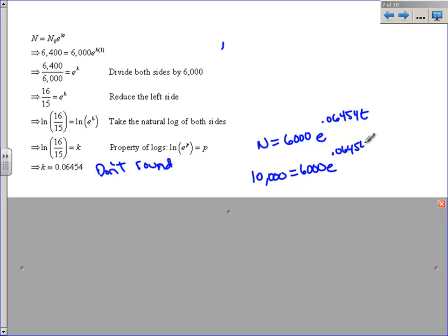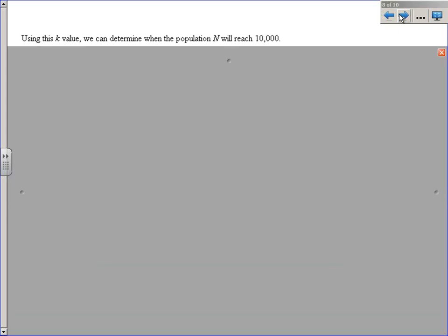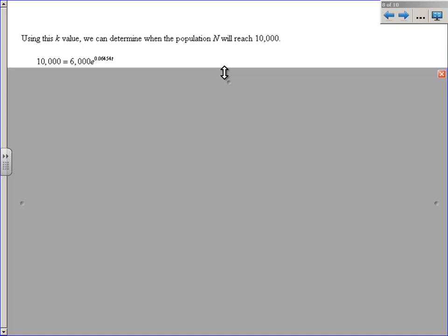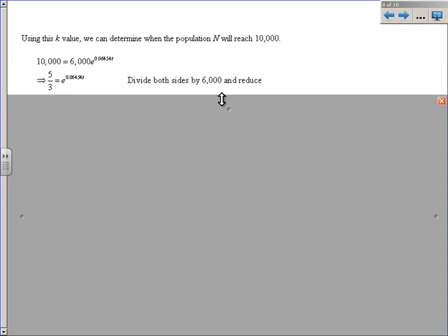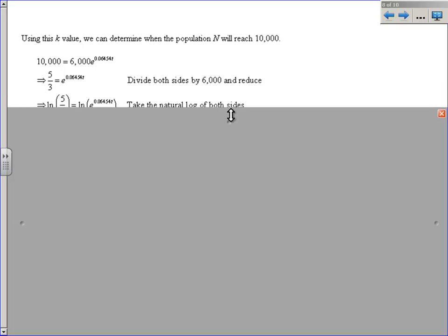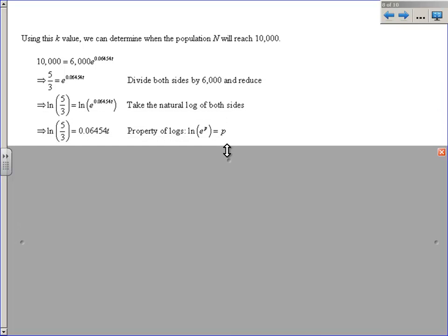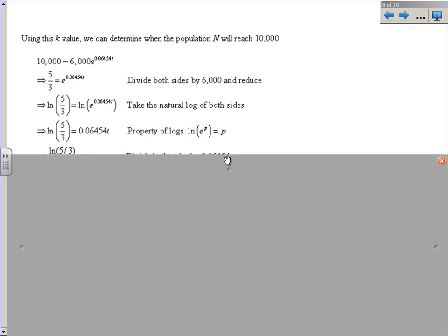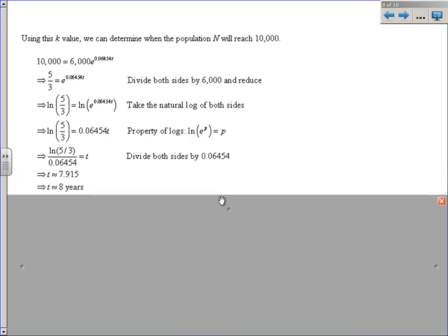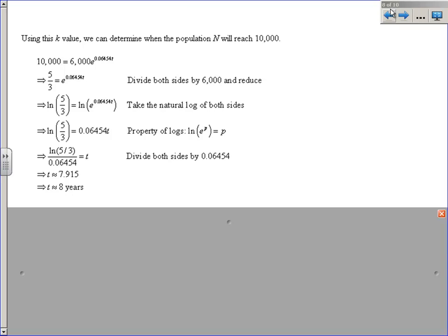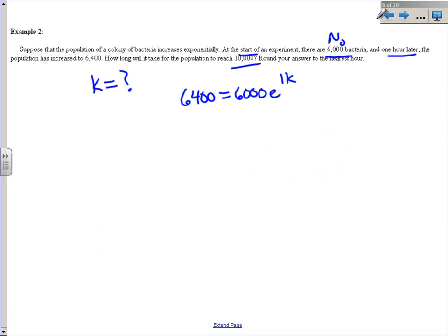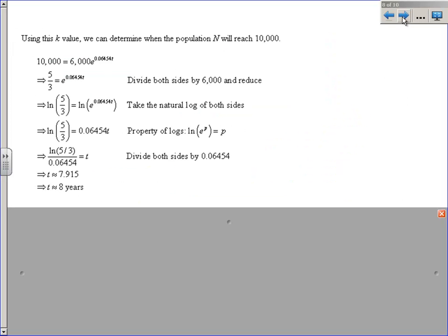So I've got this worked out on the next page. We've got that K value, so we're going to divide both sides by 6,000, that simplifies to 5/3, and then of course natural log of both sides, and we bring the exponent down, and the natural log of e of course is just 1, divide both sides by that decimal, and we get it takes about 8 years. Was that years or hours? Let's go back and look. That's not 8 years. Hold on 1 second. This shouldn't be years, should it? This should be hours.